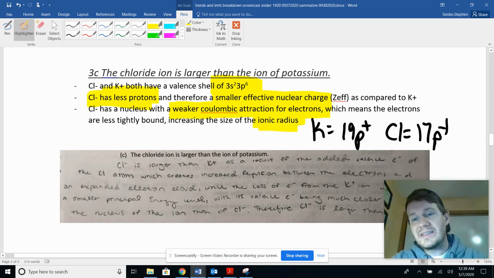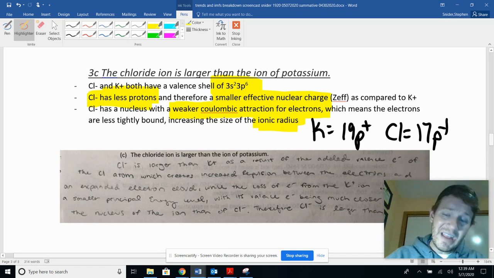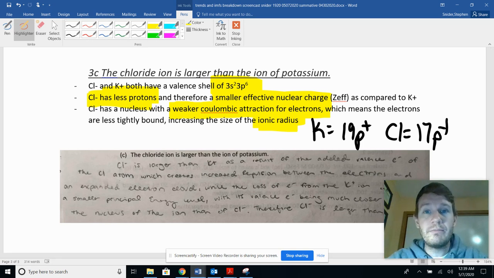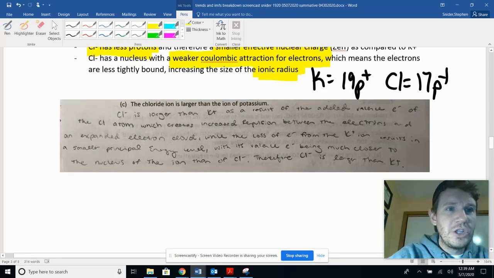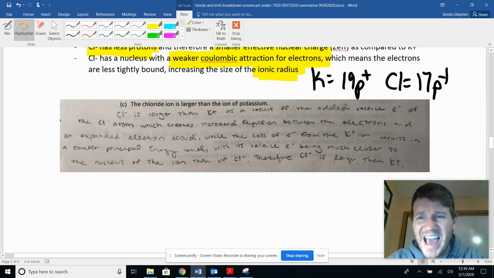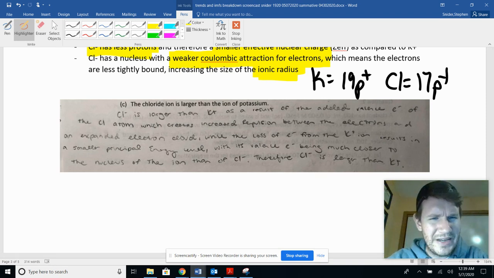A lot of people are talking about atomic size. I think it's more appropriate to talk about ionic radius, given that we are talking about ions. Okay, let's take a look at some student responses for 3C. Chloride is larger than potassium as a result of the added valence electrons of the chlorine atom, which creates increased repulsion between the electrons and an expanded electron cloud. If you're talking about chlorine versus chloride, yes, you nailed it. Chloride will be larger than chlorine because of this extra repulsion. But that's not what we're doing.